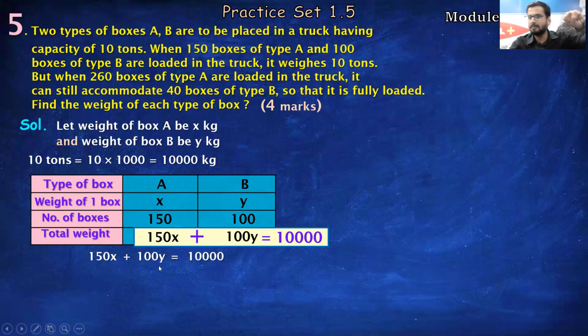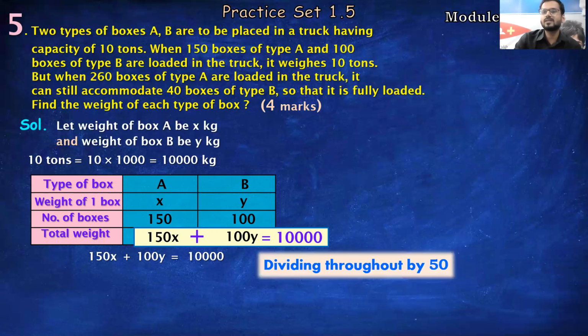Type A ka weight plus type B ka weight is equal to total weight, which is given, which is 10 tons, which is your 10,000. So this is your first equation. Now you can further reduce this equation by dividing throughout by 50. So let's divide it by 50.